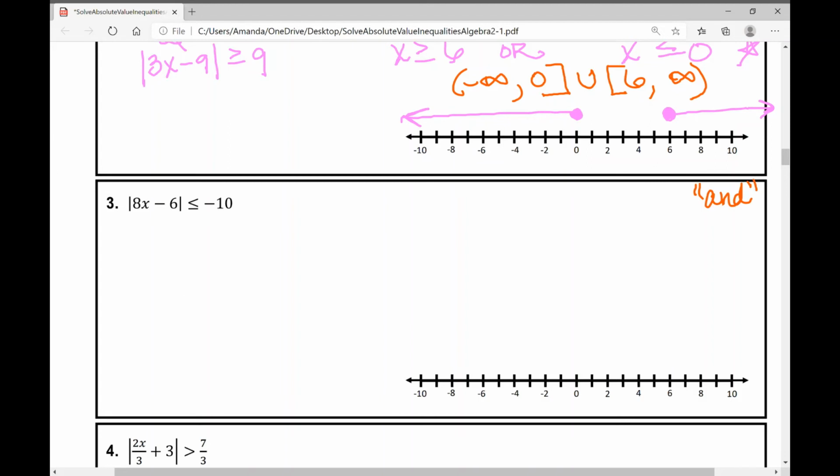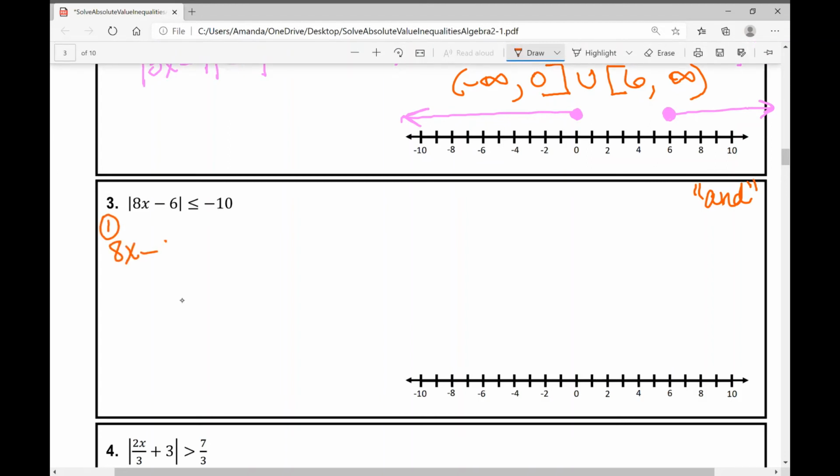So the first case, I'm going to drop my absolute value bars. 8x minus 6 is less than or equal to negative 10. And in the second case, I'm going to drop my absolute value bars, flip my sign, switch the number, positive 10. And now let's solve.